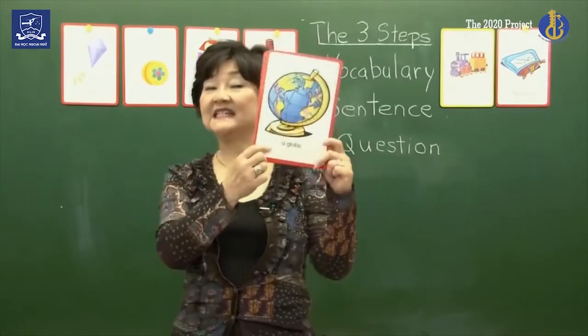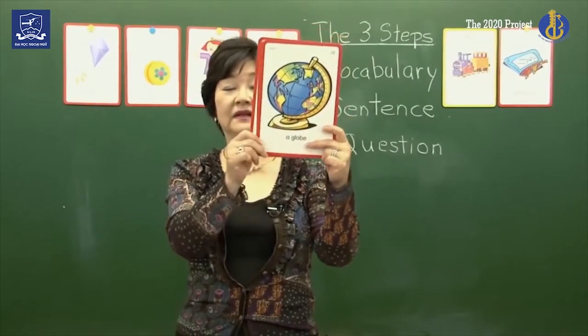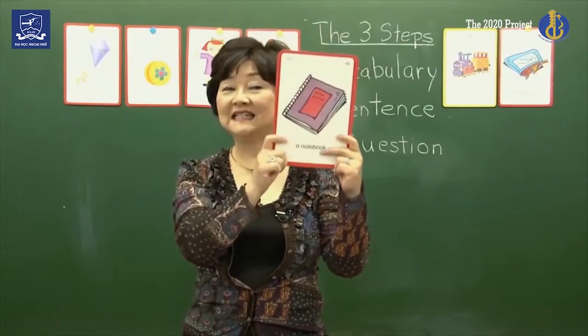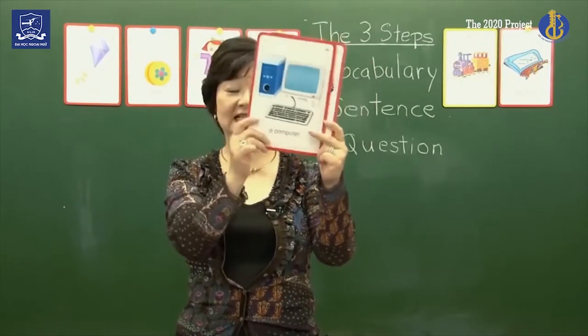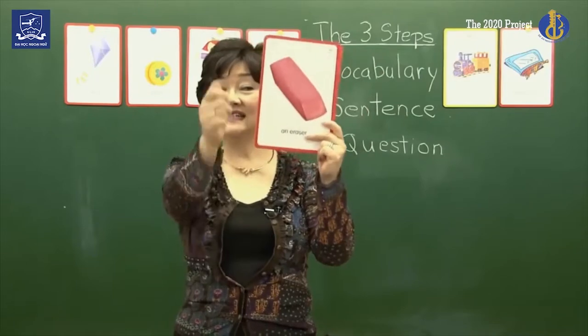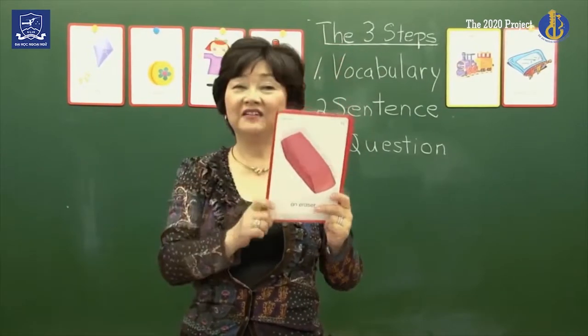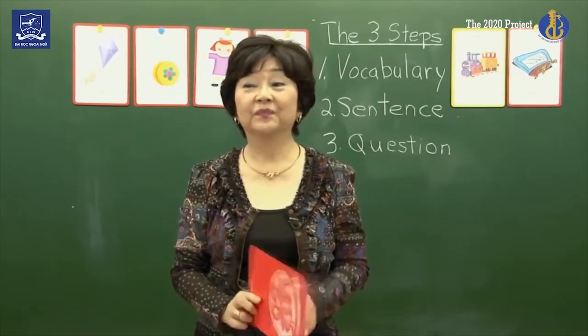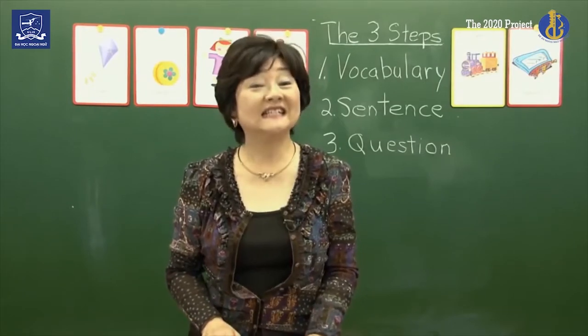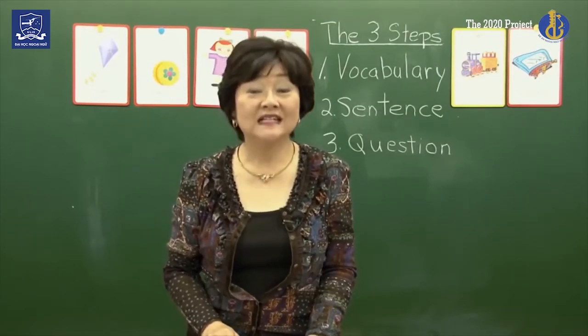Okay, what's this? It's a globe. What's this? It's a notebook. What's this? It's a computer. What's this? It's an eraser. Very good. What did I say? What's this?